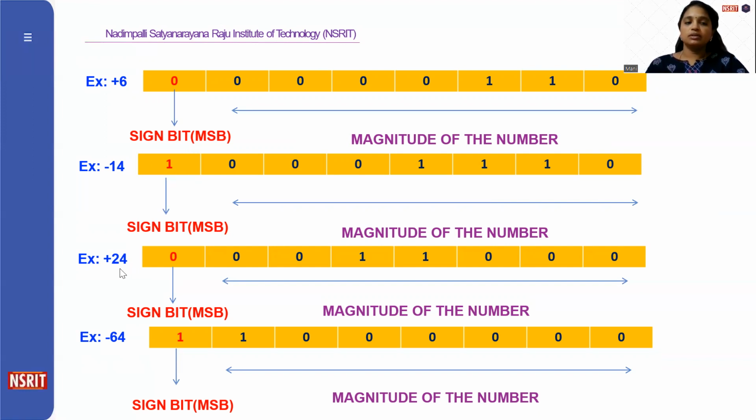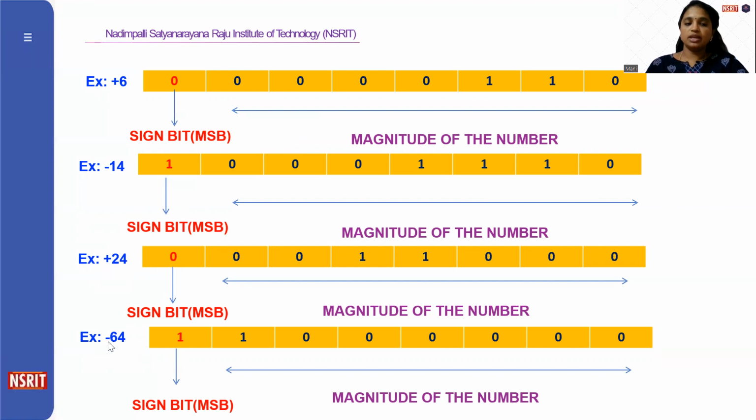24. The binary equivalent of this 24 is 1, 1, 0, 0, 0. By using the successive division method, we can convert this decimal number into a binary number. This is the binary number of this 24. Then add a sign bit after this MSB. So this is the sign bit. The sign bit equals 0 because 24 is plus 24.